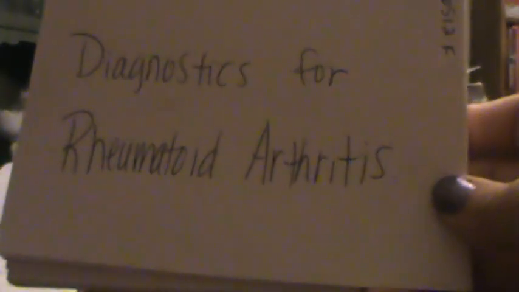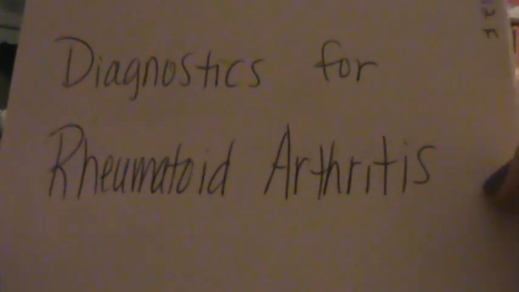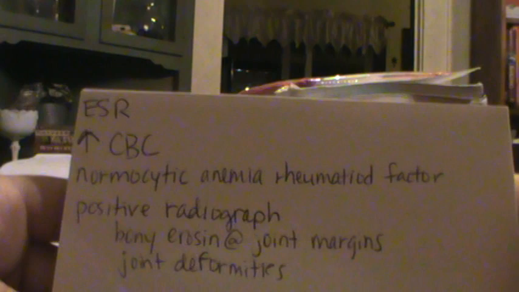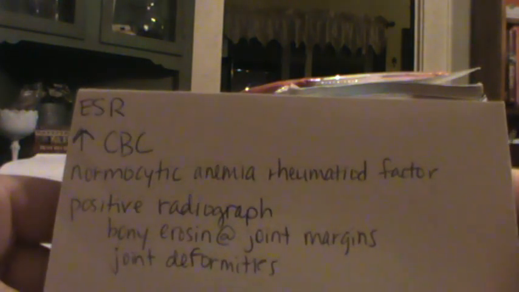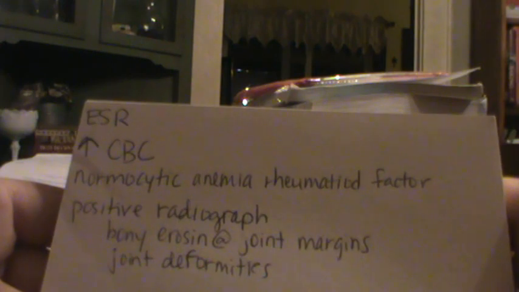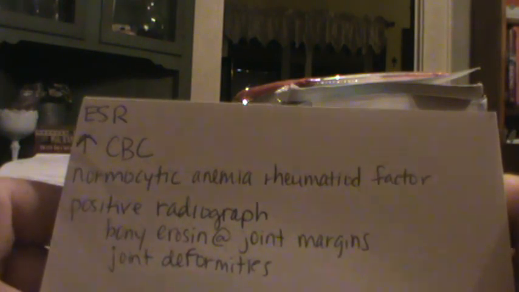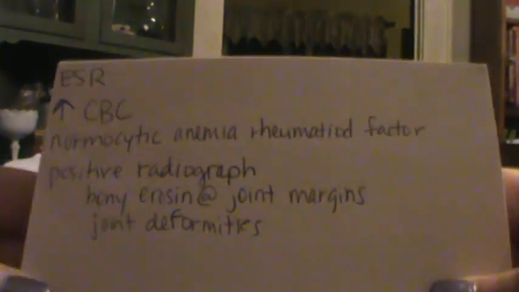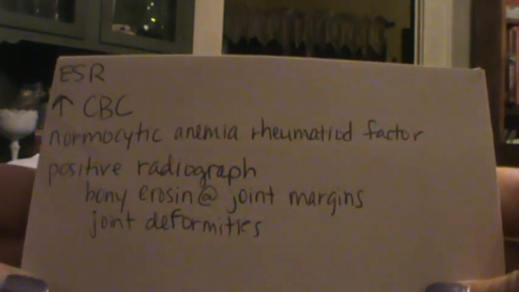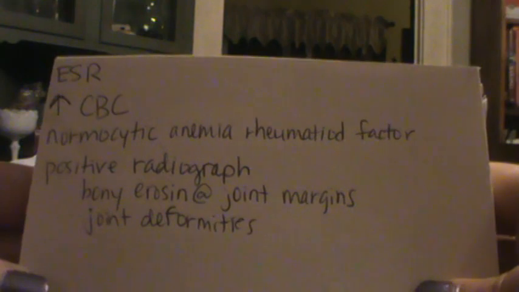Diagnostics for rheumatoid arthritis. How do we diagnose this? We're going to check the sedimentation rate. We're going to check a CBC. We are going to check for normocytic anemia and rheumatoid factor. And we're going to probably get an x-ray, and it's going to show bony erosion at the joint margins and joint deformities.